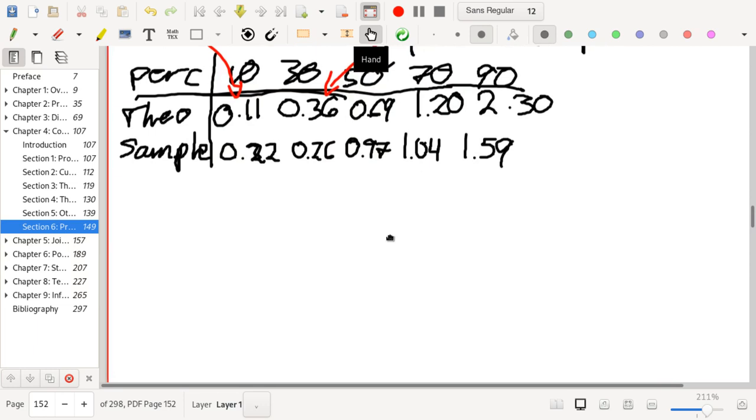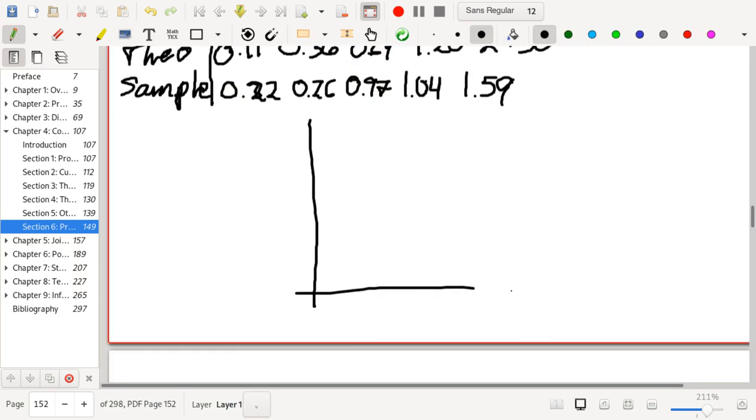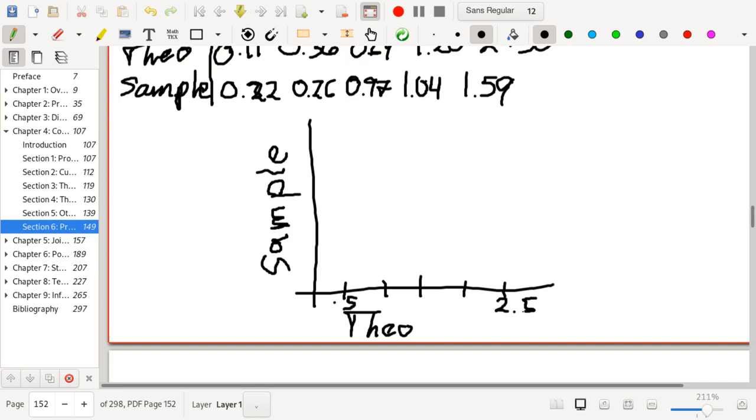Okay, and then we're going to construct our plot. We have our theoretical for the x axis, and our sample for the y axis. Let's increment by 0.5 in either direction. So 1, 2, 3, 4, 5. This will be 0.5, and the last number will be 2.5. Doing the same in the y direction, we got 2.5 here and 0.5 here.